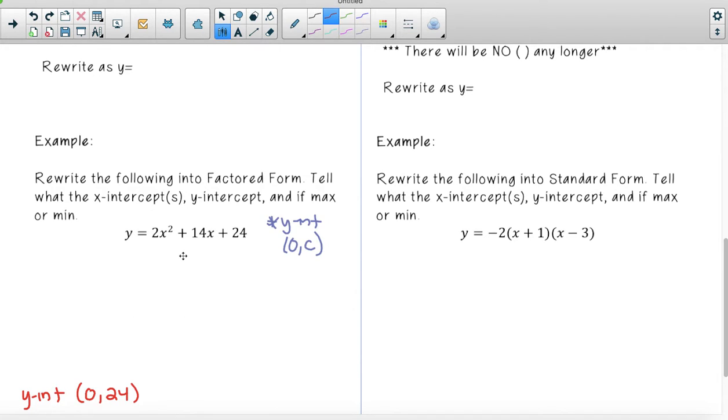And we can determine if our quadratic is going to open up or down based off of the value in the front, our ax squared. Since our a value is positive, we can actually determine that it's going to be a minimum because the graph will open up.